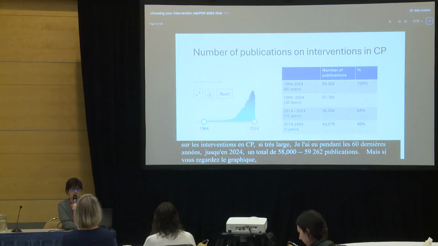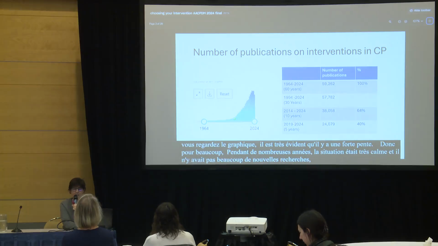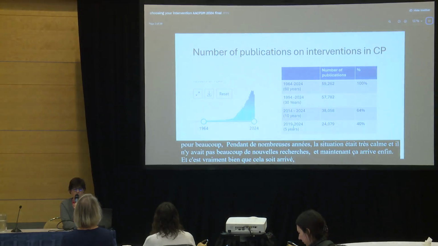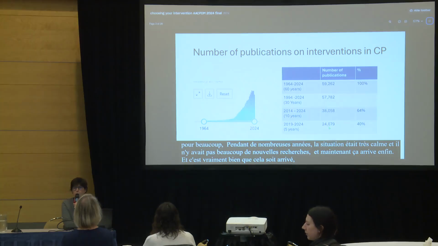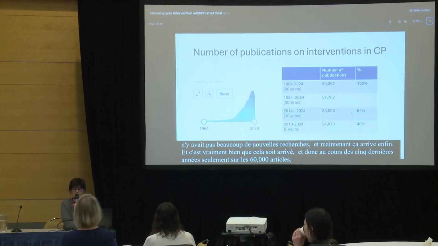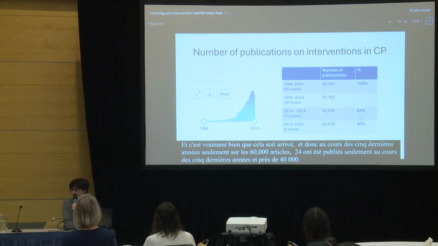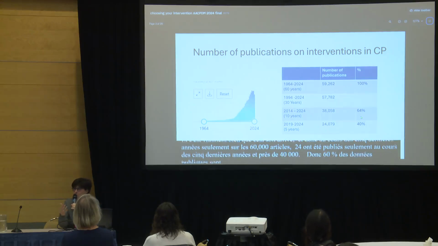But then if you look at the graph, it's very obvious that there is a steep incline. So for many, many years it was very flat and there wasn't a lot of new research. And now it's happening, finally. And it's really good that it's happening. And so in the last 5 years alone, out of the 60,000 papers, 24,000 were published only in the last 5 years, and almost 40,000 in the last 10 years. So 60% of the published data is only from the last 10 years, and the 50 years before was very little, right?